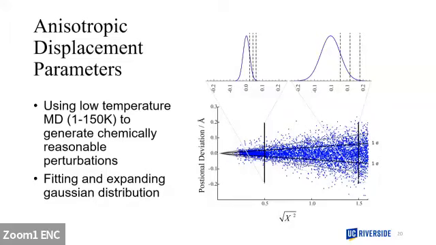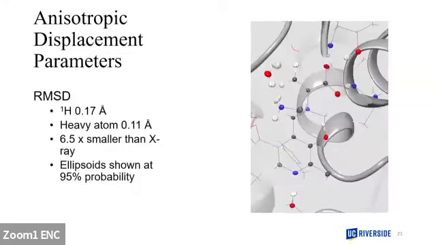And so what does all of this look like on a structure? Well, we find that the RMSD of hydrogens, which we have placed through NMR-assisted crystallography, is 0.17 angstroms. And for heavy atoms, we find that it is 0.11 angstroms, which is 6.5 times smaller than the equivalent structural uncertainties in X-ray diffraction. I'll note here that the ellipsoids shown are with 95% probability.